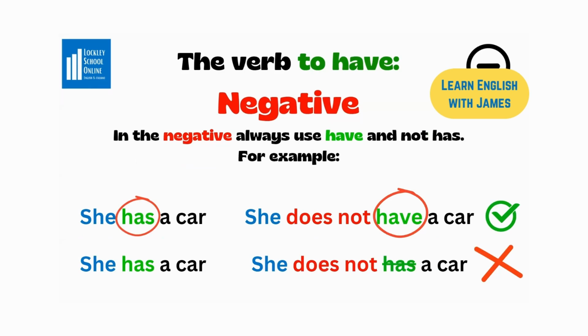In the negative, have and not has. So for example, she has a car, she does not have a car. She has a car, she does not have. We do not add the negative before the has. So she does not has does not exist. She has becomes she does not have.